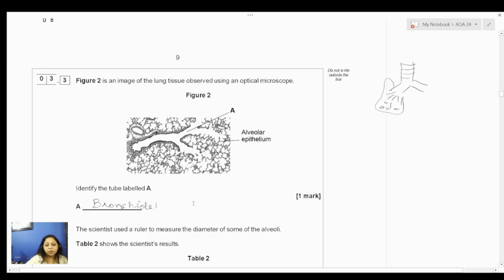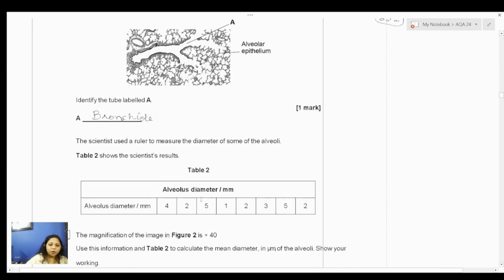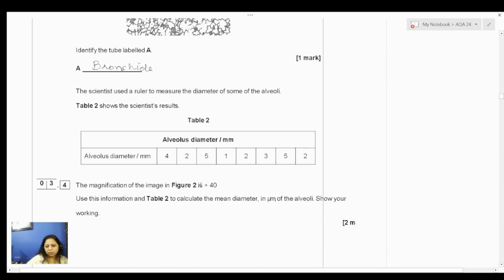Number two, the scientist uses a ruler to measure the diameter of some alveoli. Now, here some students get confused because first of all they need to calculate the diameter. Use the information from table 2 to calculate the mean diameter in micrometer. Here, millimeter is given. How to convert millimeter into micrometer? Exactly. Multiply by 1,000.